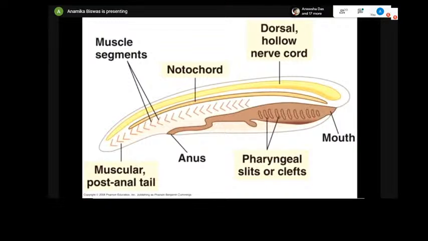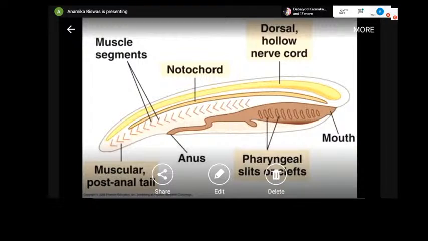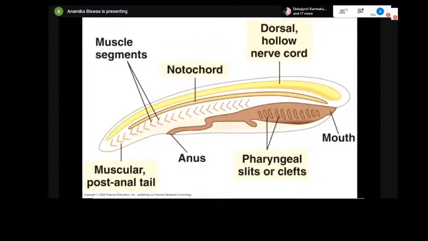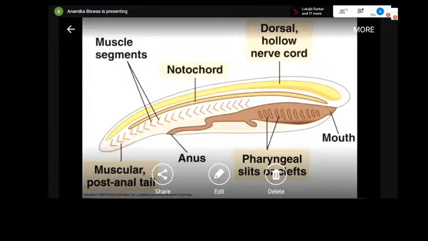The picture is showing the basic characteristics of a chordate. First is notochord. The notochord is clearly seen here in orange color, a rod-like structure. It is solid and present on the dorsal side of the body. It is derived from mesoderm.